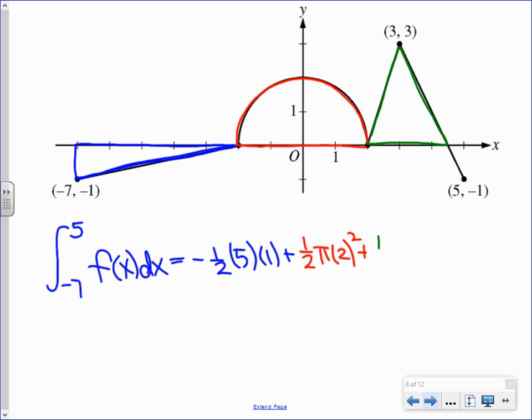Triangle, 1/2 base times height. What's the base? 2.5. And what's the height? 3. Okay. And then we have this triangle down here. All right. 1/2. Base is 1/2. Height is 1, but since it's under the x-axis, it needs to be negative area.